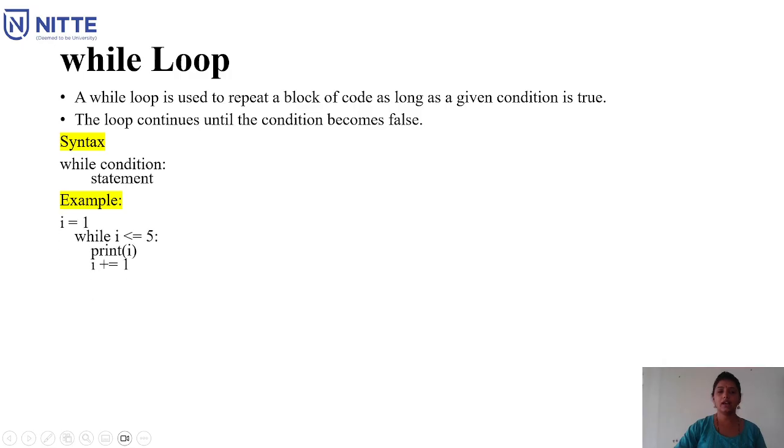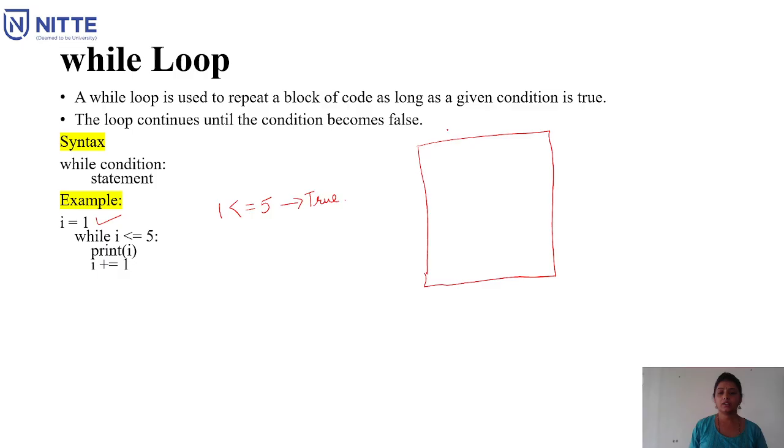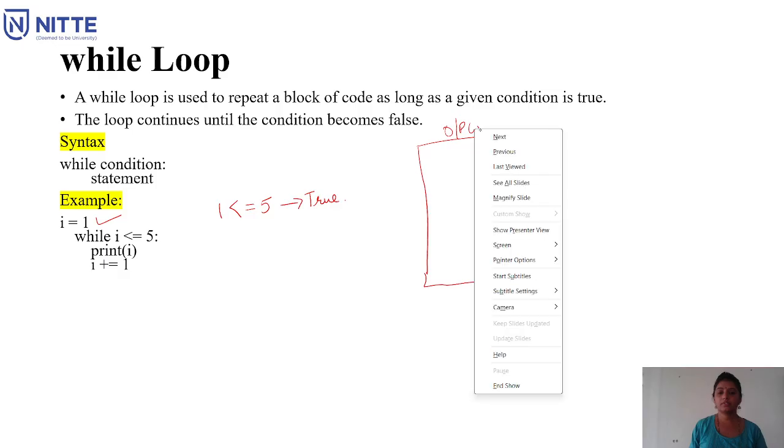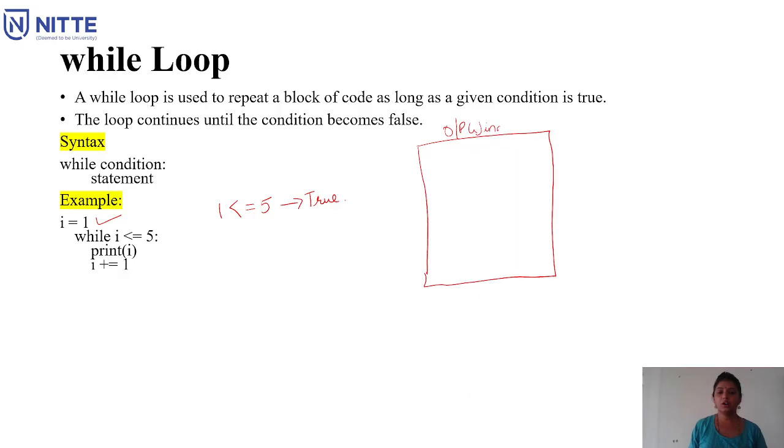For example, i = 1. A variable is declared and initialized to 1. While i <= 5, that is 1 compared with 5, as you can see, the statement is true. We go with the printing statement, that is print(i). So in your output window, it gets printed as 1 as the statement is true.